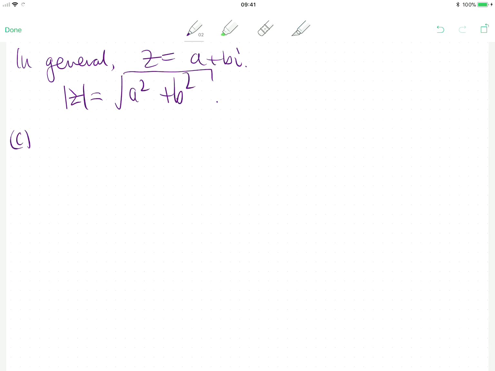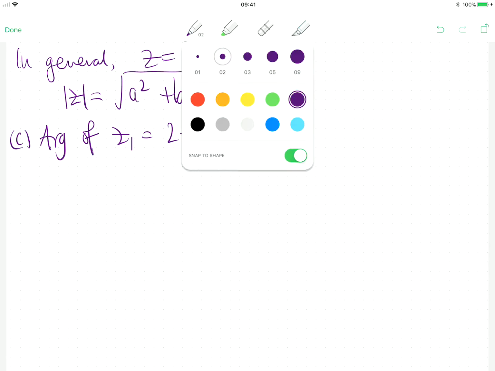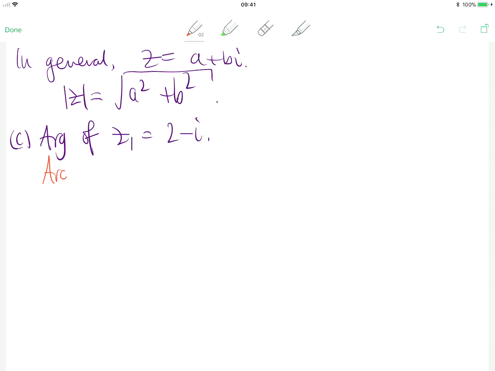Part C says find the argument of Z1. Okay, so what does argument mean? Well, the argument is the angle. And we need to be careful, we can't just say angle. It is the angle made from the positive x-axis to the point, and this angle has to be between, if we're using radians, minus pi and pi.